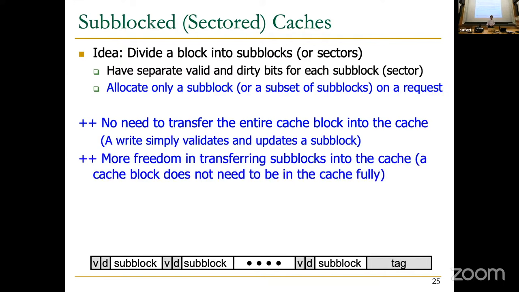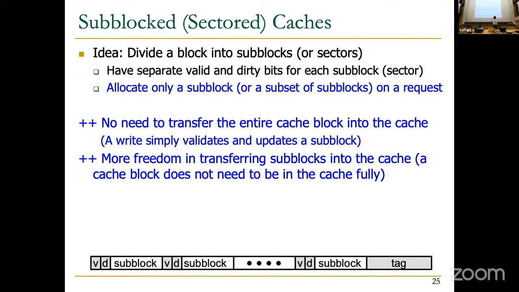Now, there's also another benefit, because now you have more freedom in transferring sub-blocks into the cache. A cache block does not need to be in the cache fully. We kind of reduced the granularity of management. The granularity of management was 64 bytes. Now we actually are doing 4 bytes at a time, because that's our sub-block granularity. And whenever you fetch something, you just fetch whatever 4 bytes you may need, or whatever pattern of 4 bytes that you want, assuming you can predict that. So this gives you a lot of flexibility right now.